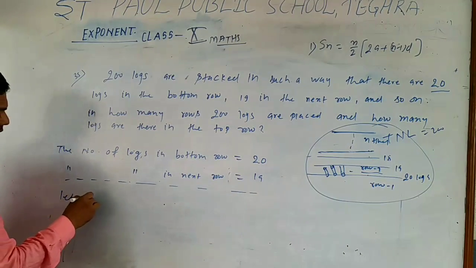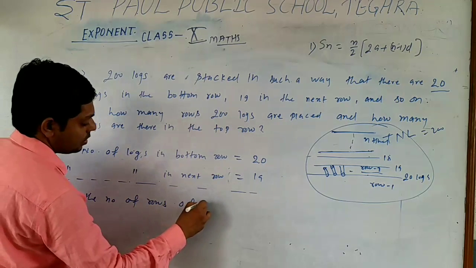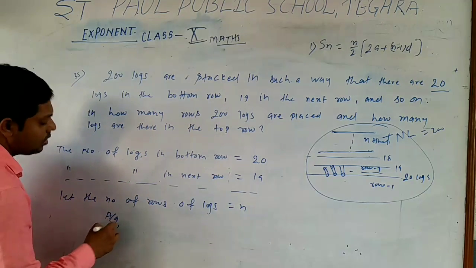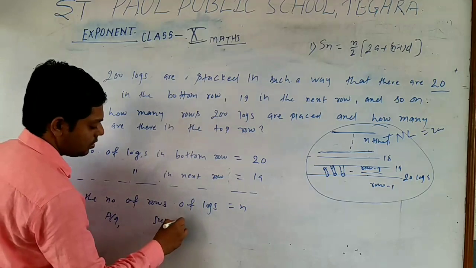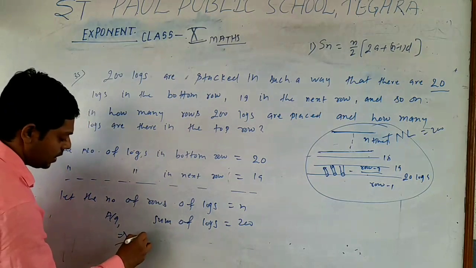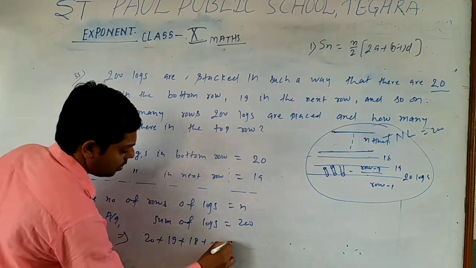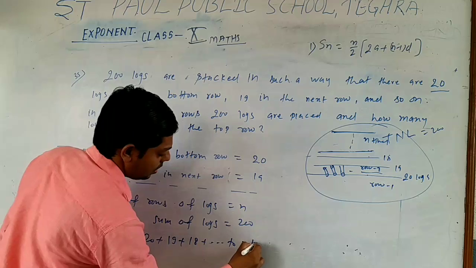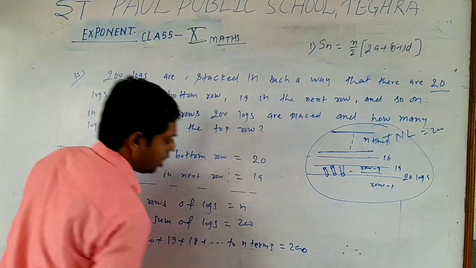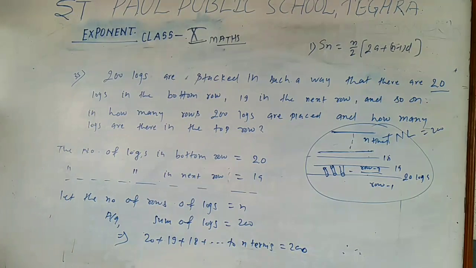Let the number of rows of logs be equal to n according to the question. The sum of logs is equal to 200. What is the sum? That is 20 at the bottom, the next one 19, the next one 18, and so on to n terms, equal to 200. Now we have to solve and find n. This is the number of rows. So now we move further.